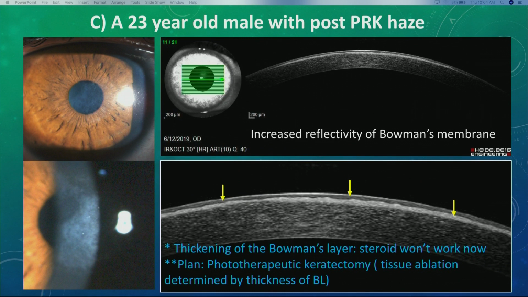This was a 23-year-old male. He had gotten PRK done somewhere, and he came after 3 months with complaints of decreased vision. Clinically, he appeared to have a haze. Now, haze in the early phases of PRK is treated with steroids, but you want to know whether this lesion will be responsive to steroids or not. And if you see in the bottom picture, this is a thickening of the Bowman's layer. There is fibrosis and cellularity. This is not a lesion which is going to respond to topical steroids, although a trial was given initially. There was no response, and so this patient has been advised a PTK.